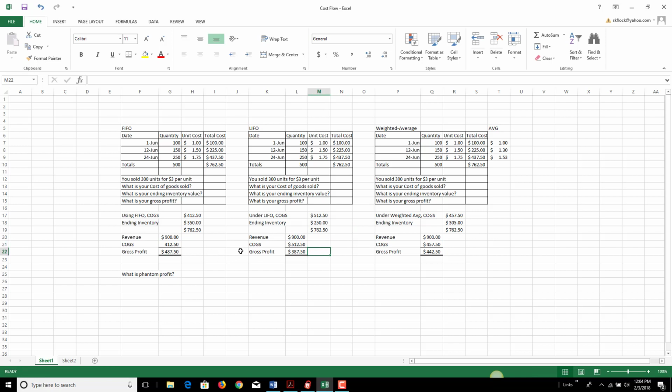There's my gross profit. So you see how I'm reporting higher profits under FIFO, lower profits under LIFO, higher cost of goods sold under LIFO, lower cost of goods sold under FIFO. And average cost, as I had said, is going to fall somewhere in between these two, and it does.